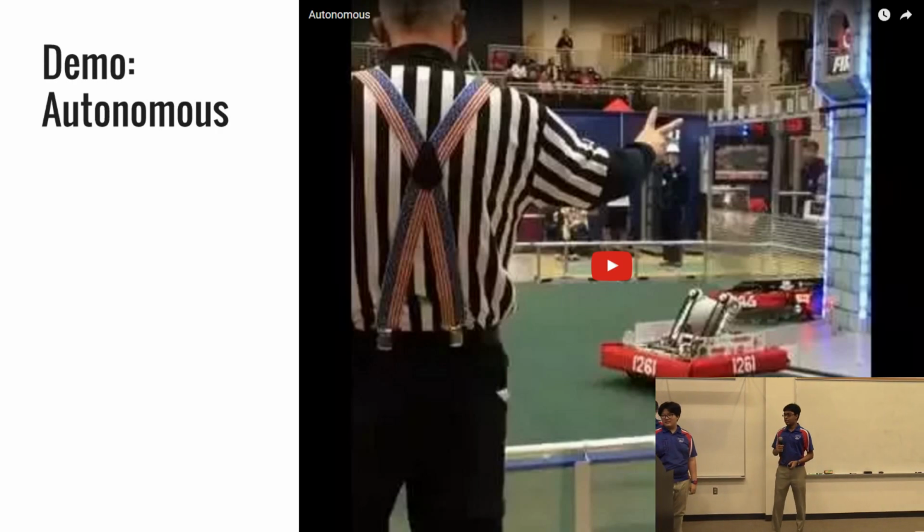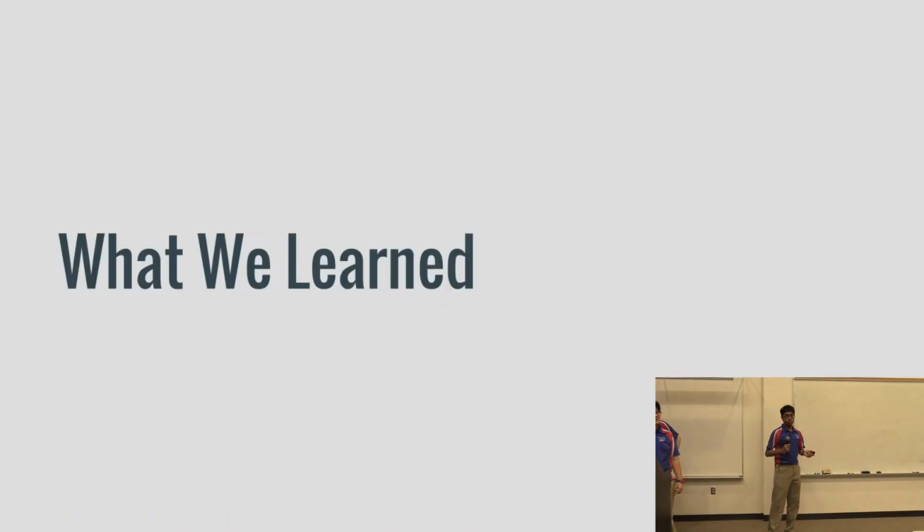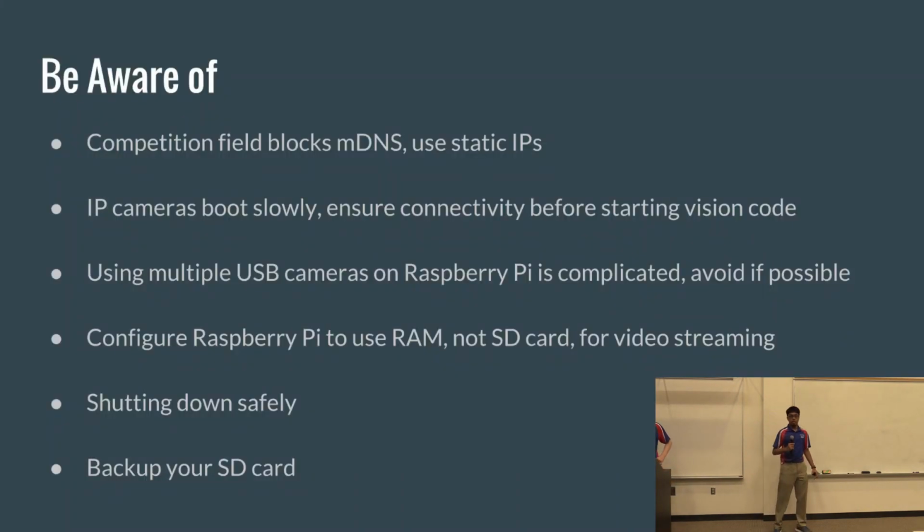All right, so after doing all of this throughout the season, here's what we learned. There are a couple of things that you have to be aware of. One thing is that the competition field will block mDNS. So if you try to resolve something like roboRIO-1261-frc.local, that won't work, and you will not be able to connect to your robot. So you should assign everything a static IP so that you can actually code in the static IPs and talk to everything during the competition.